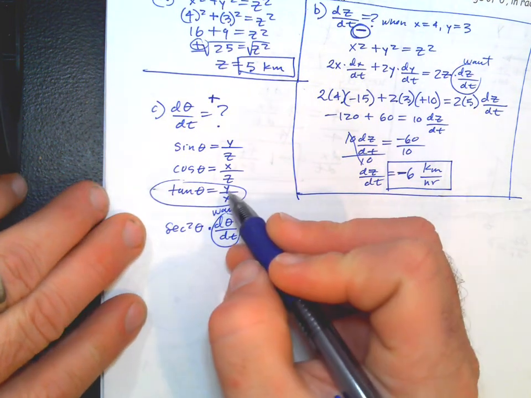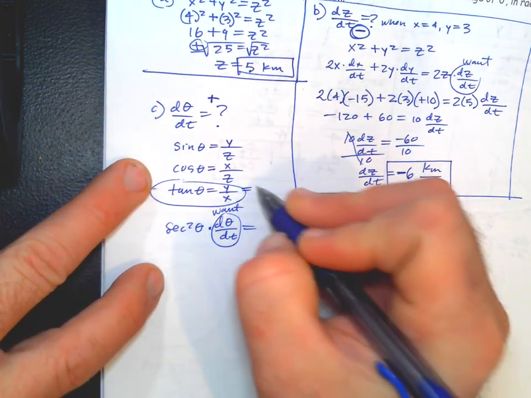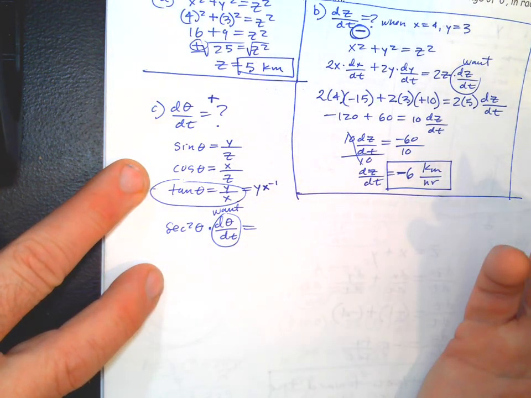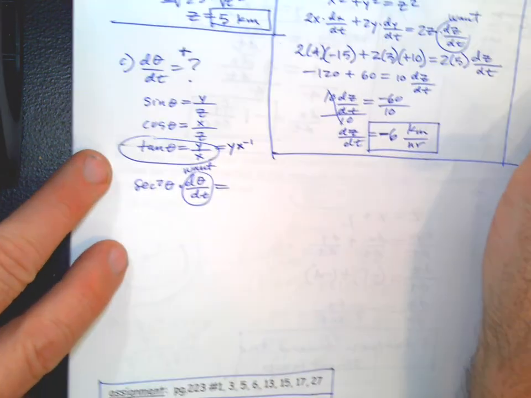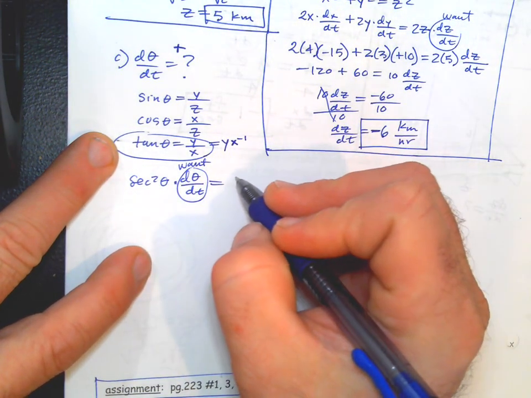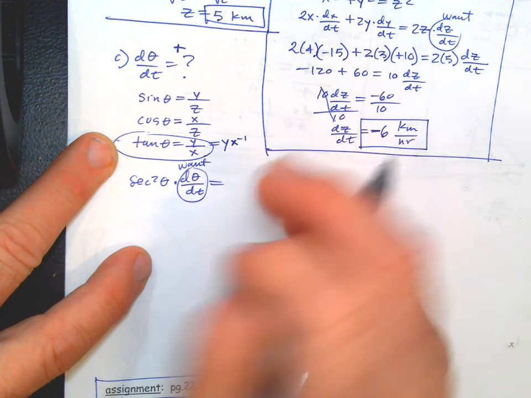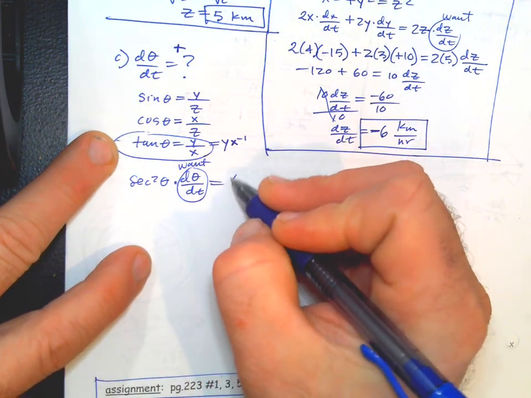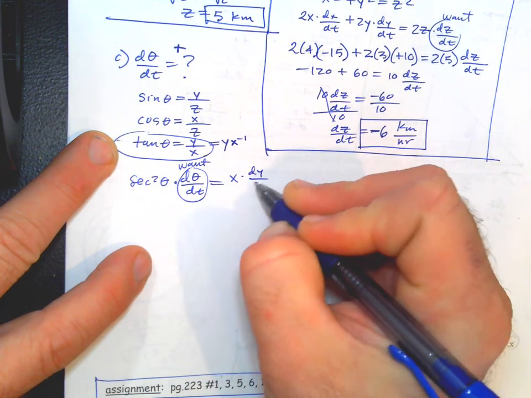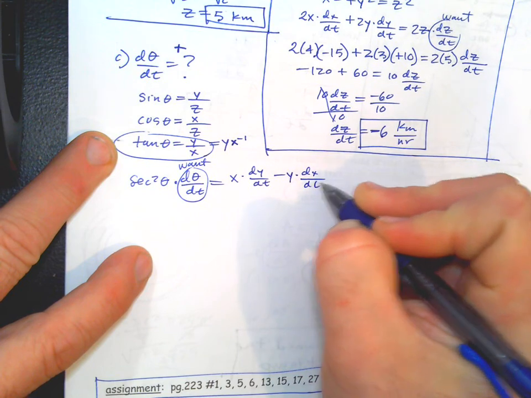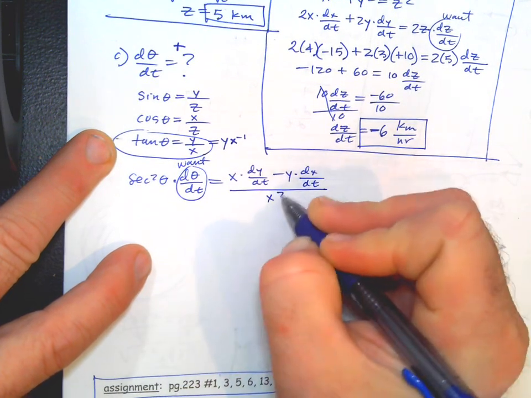Now this guy, you could do a quotient rule, or you could do a product rule with a negative exponent. It's up to you. I think I'm just going to go for the quotient rule. I don't think it's that much messier than what that would be. Sometimes when you rewrite it with a negative exponent, it's way easier. You still got a product rule. Low d high minus high d low all over low squared.